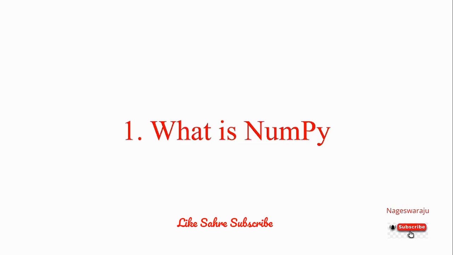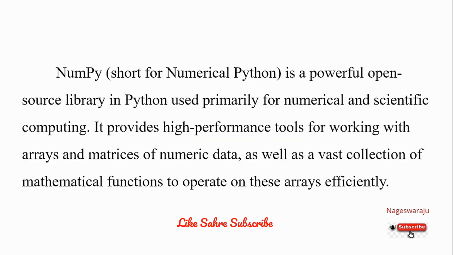What kind of operation? We can use any kind of numbers. Those numbers can be matrices, or logarithms, or any kind of mathematical operation, for example sine, cos, like that. NumPy is the short form of Numerical Python. The primary goal of NumPy is numerical and scientific computing.